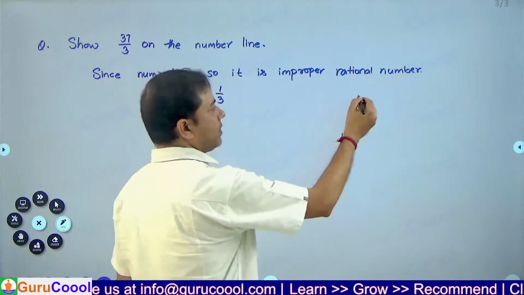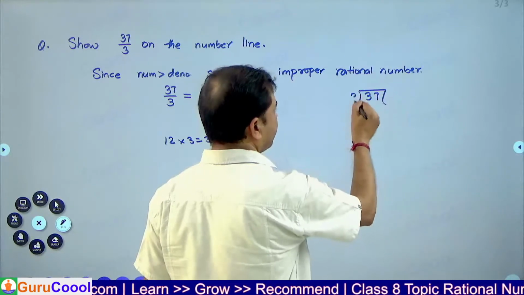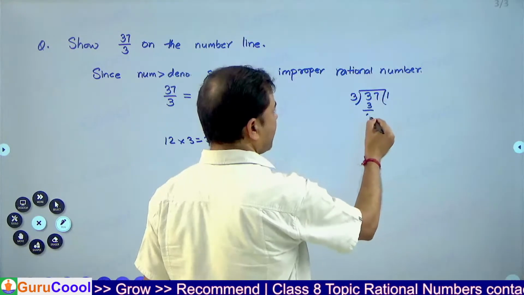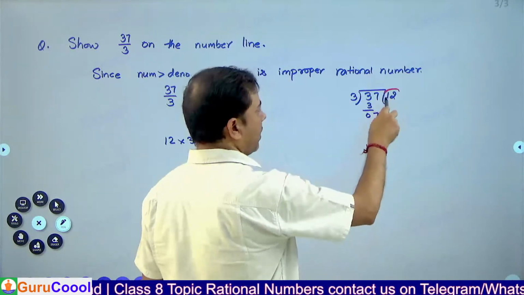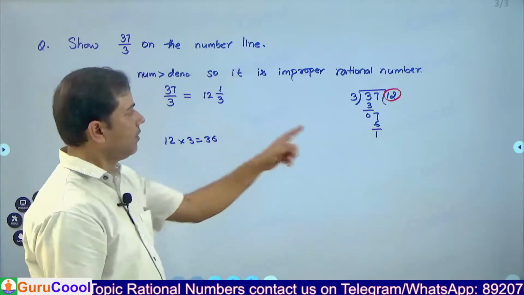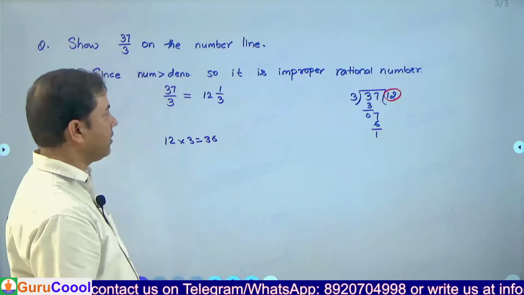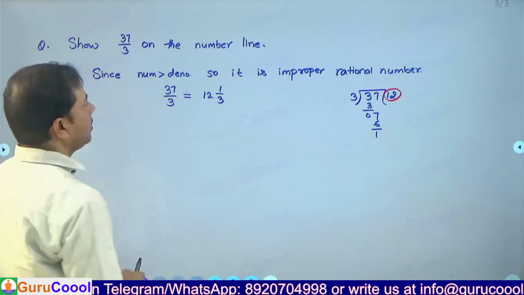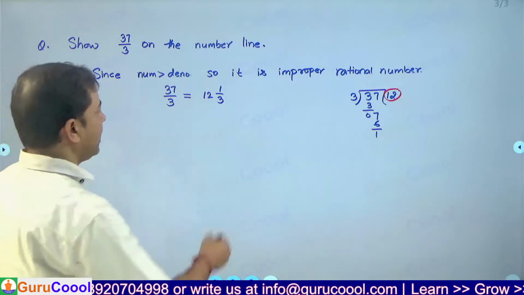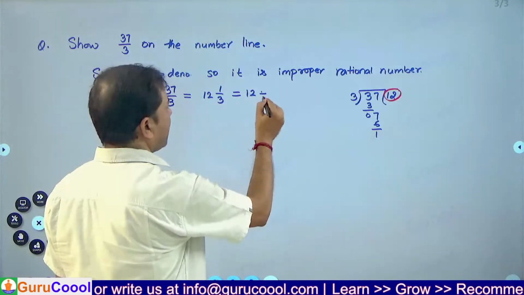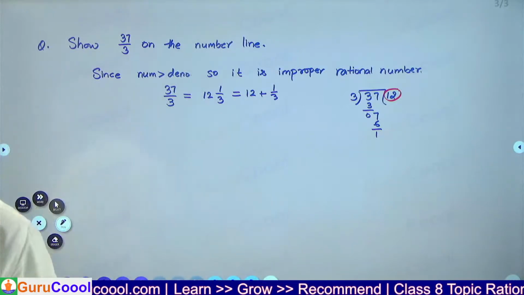You can do the long division also. You can divide 37/3. 3 1s are 3, 0, 7 came. Now 3 2s are 6, 1 remainder. So 12 as a whole number here, 1 as a numerator, and divisor 3 as the denominator. This is how we change it into mixed fraction. It is 12 and 1/3, means 12 plus 1/3. More than 12. How much more than 12? 1/3.